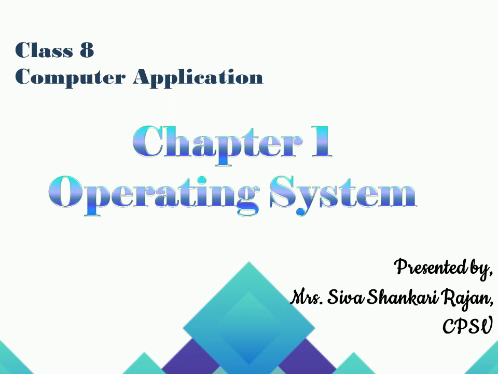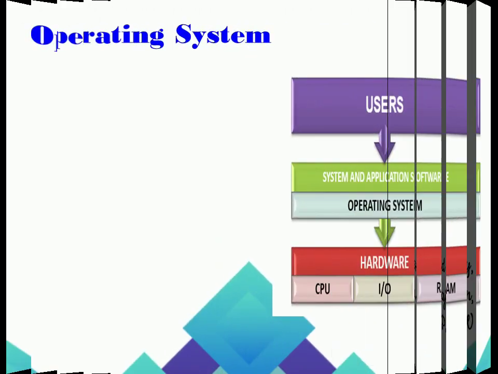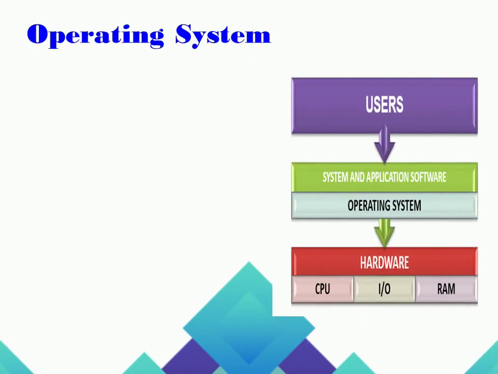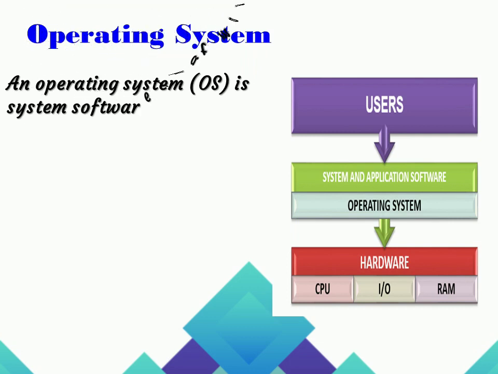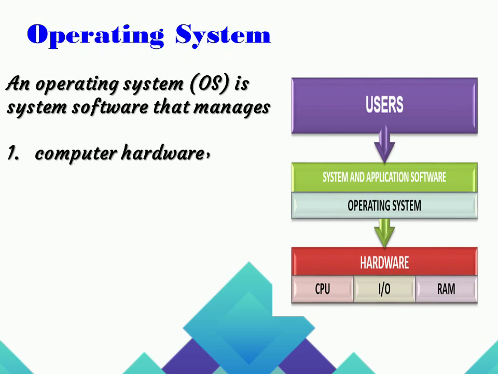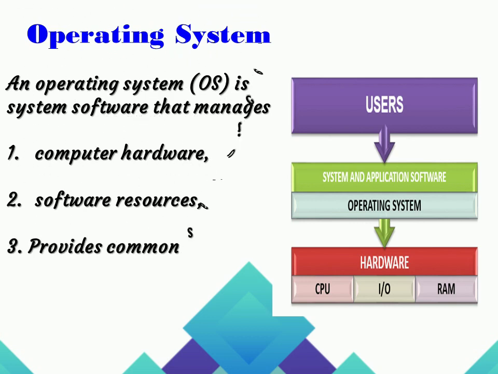In this lesson, we will learn about what is an OS, why we need an OS, and what are the functions of an OS. Now we'll see what is an operating system. OS is a software which manages and controls the entire set of resources and effectively utilizes every part of a computer. In short, we can say OS manages computer hardware, software resources and provides common services for computer programs.